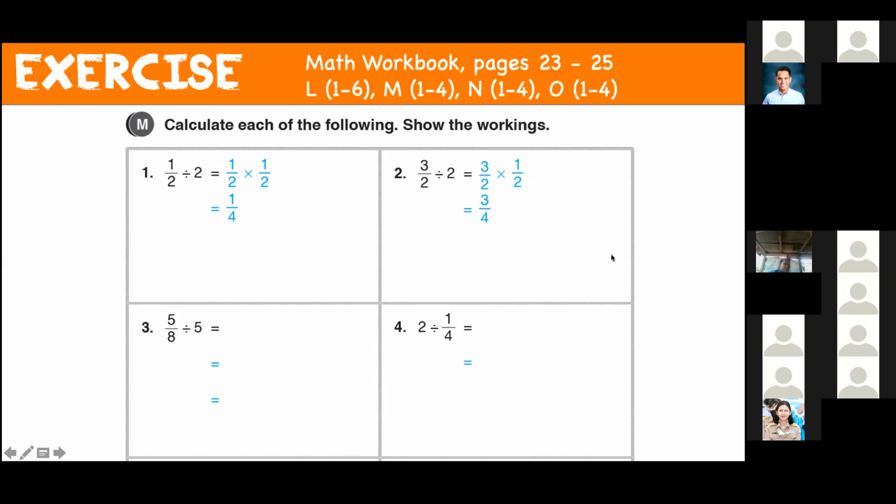Okay, number 3. 5/8 divided by 5. The reciprocal of 5 is 1/5. So you will have 5/8 times 1/5. 5 times 1, 8 times 5. So the answer is 5/40. Simplest form is 1/8. 5 divided by 5 is 1, 40 divided by 5 is 8.